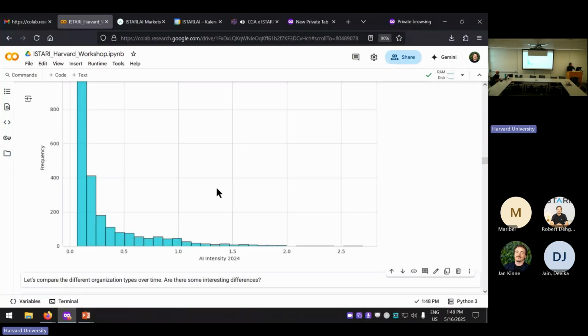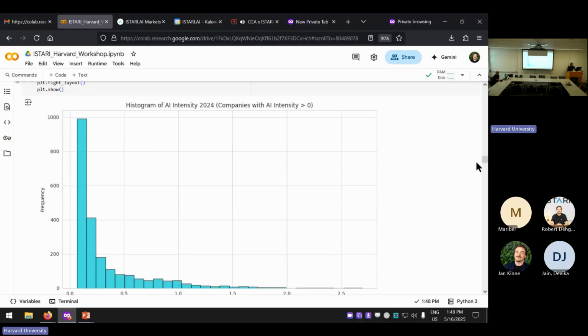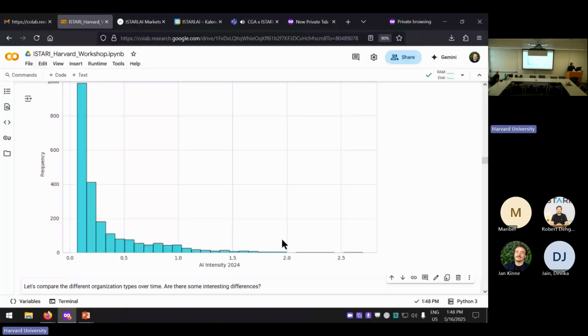And what we could do then is maybe have a look at the distribution of the AI intensity in our region. And so you can see that for those companies that have an AI intensity of greater than 0 in 2024, this is the distribution. And you can see that the vast majority have a very low AI intensity, right? Most of them have very low, and only a few have a very high AI intensity, indicating that AI is really at the core of their business activity, let's say.